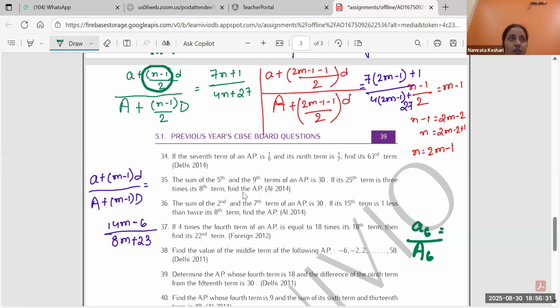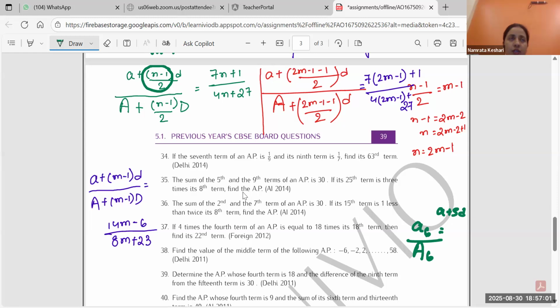What is the formula for nth term? a plus n minus 1 into d. What will it be for the sixth term? a plus 5, 6 minus 1 into d, that means 5d. So for the sixth term, what do we want to make? a plus 5d over here. Now we are thinking how to make (n minus 1) by 2 as a 5. Making sense? Yes, ma'am.